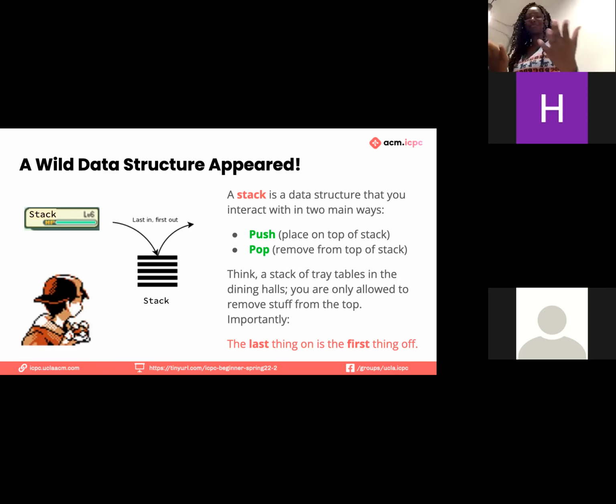In a data structure stack, you have two main interactions with it. You can either push, which would be placing something on top of the stack, or you can pop, which would be removing it from the top of the stack. So importantly, the last thing that you put on the stack is the first thing that you take off, right? Because it's the top.